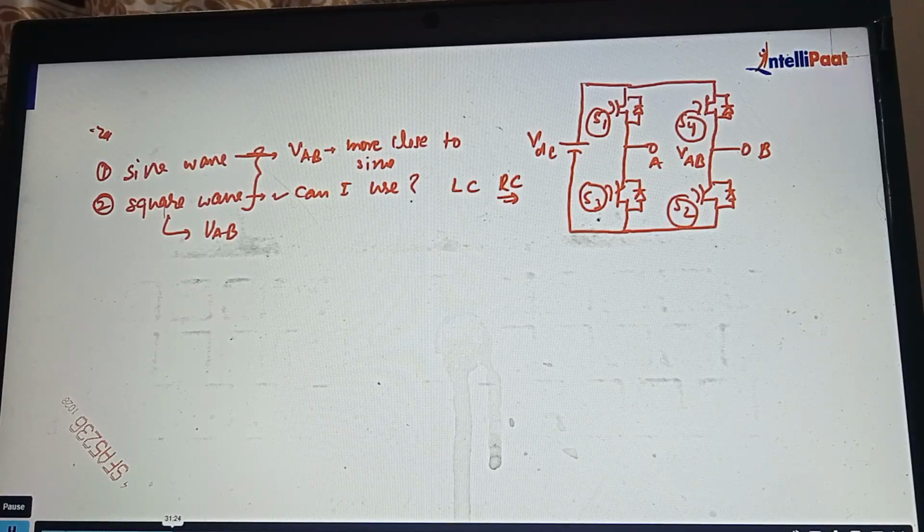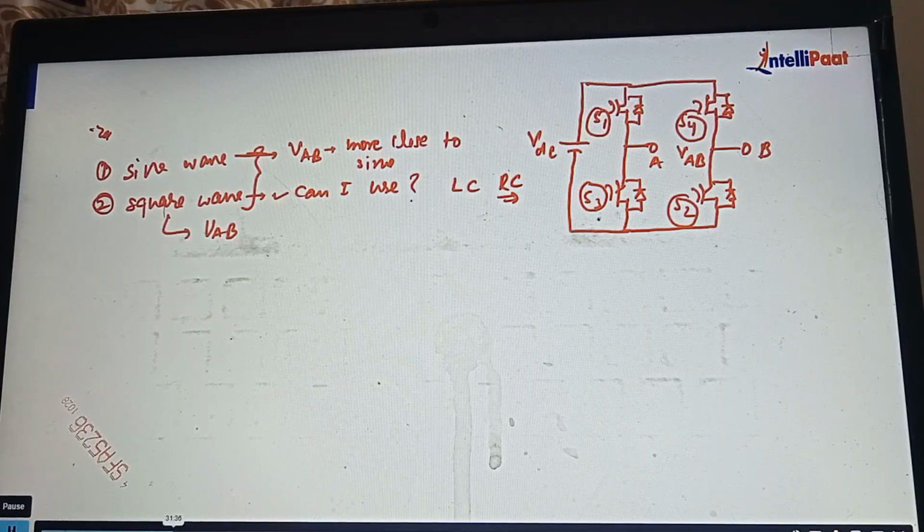So what would be the challenge? How do we get this sine wave inverter? Any idea? Using a capacitor, and an inductor too, sir. Using an LC circuit, sir.